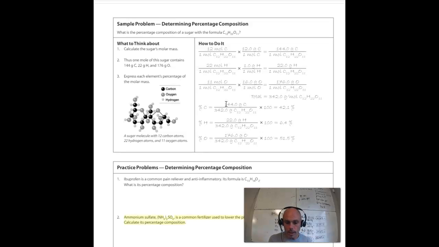And that's 42%. For hydrogen, again, it's the mass that the mole of hydrogen atoms contributes to the overall molecule, divided by the molar mass of the molecule. We get 6.4%, and we do the same thing for oxygen. So it's these 3 values from above that are divided by the molar mass of the molecule that give us the percent composition of each atom or element in that molecule.